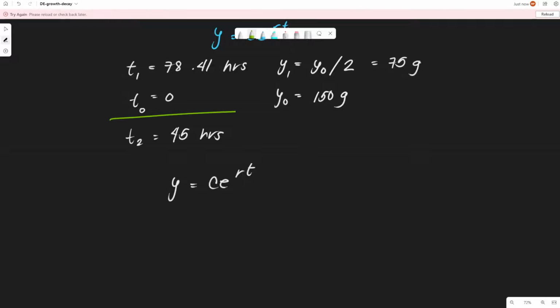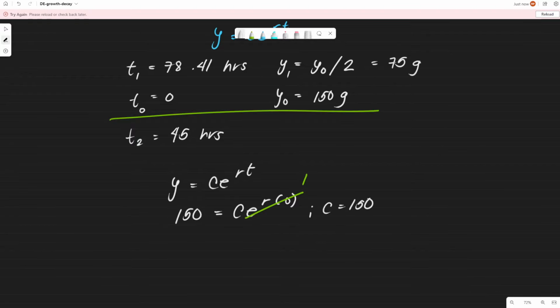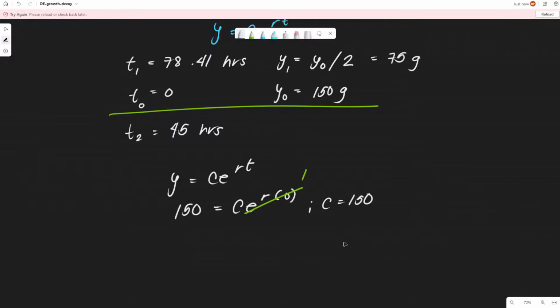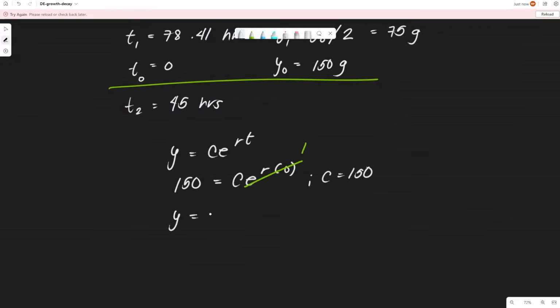Why? Let us check. Our initial condition, y sub 0 is 150 grams, is equal to Ce raised to r times t. We don't know our rate, but what is our time? 0. r times 0 is 0. e raised to 0 is 1. So only C is left, because C times 1 is equal to C. Therefore, C is equal to 150. Then back to our formula: y is equal to 150, substituting the value of our arbitrary constant, e raised to rt.